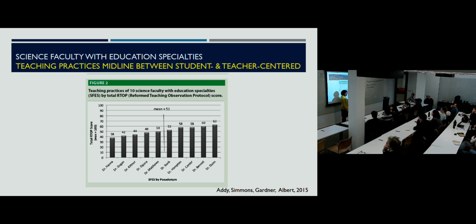Our scale goes from 0 to 100. 100 is more reform-based, and obviously it's really hard to get into the 90s and 80s. I think that's really challenging for most faculty at the university, college level, for STEM. And you can see that most of them, on average, were right along the middle, in general. I mean, there are some that were on either side of the spectrum.